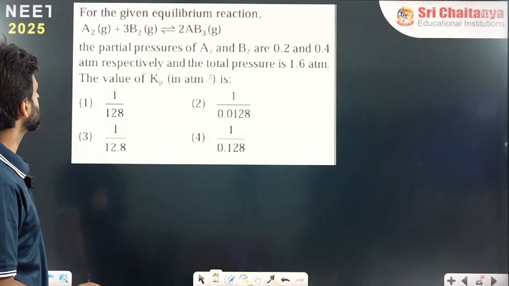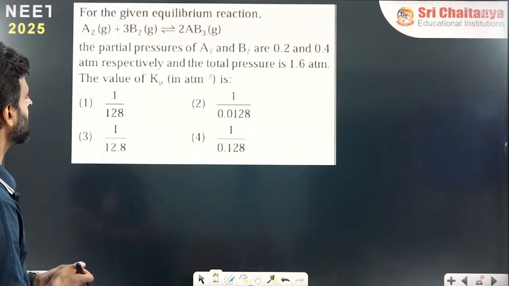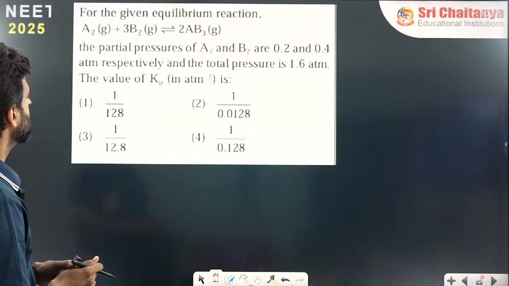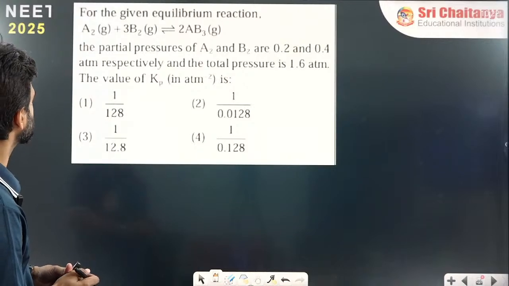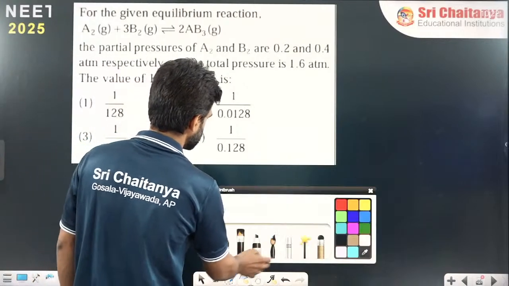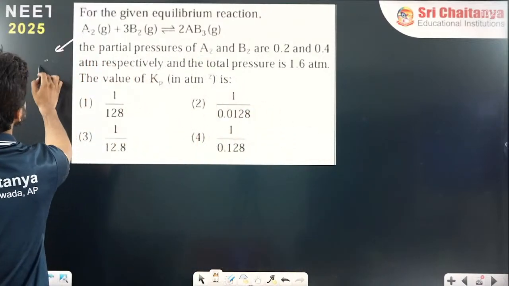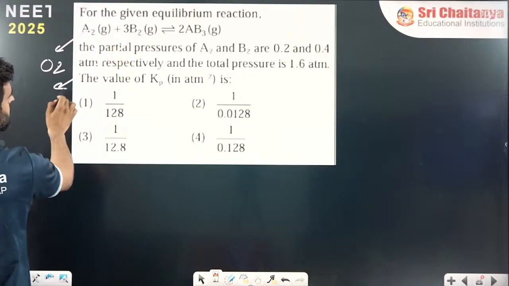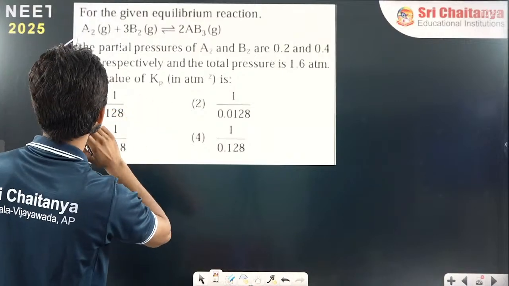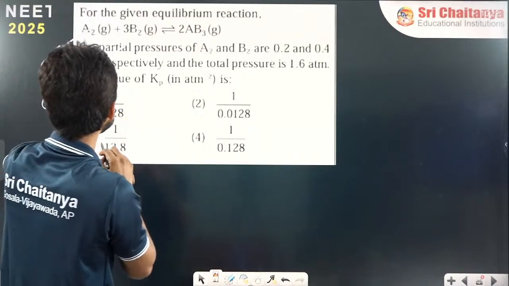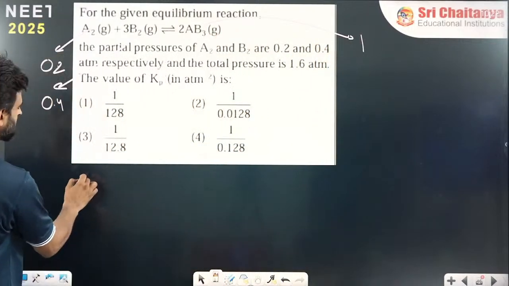Now, okay, they give the reaction. The partial pressures of A2 and B2 are given here, and the total pressure is 1.6 atm. The value of Kp. Okay, fine. So that way they are trying to give us the values. The partial pressure of A2 they gave 0.2, the partial pressure of B2 is 0.4. Total pressure is how much? 1.6. So 0.2 gone, 0.4 gone. How much remaining? 1. So its pressure is 1.